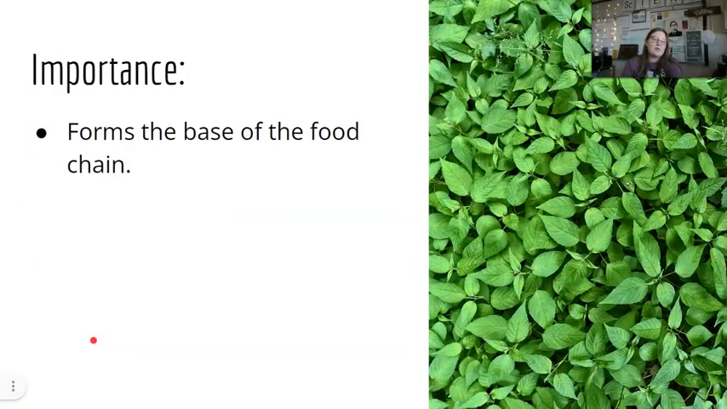So why is primary productivity important? It forms the base of the food chain. Any organism beyond a plant cannot make its own food, us included. We need plants to survive. Even if you eat primarily meat, the meat that you eat had to eat a plant or had to eat something that had to eat a plant. Plants form the base of every single food chain.